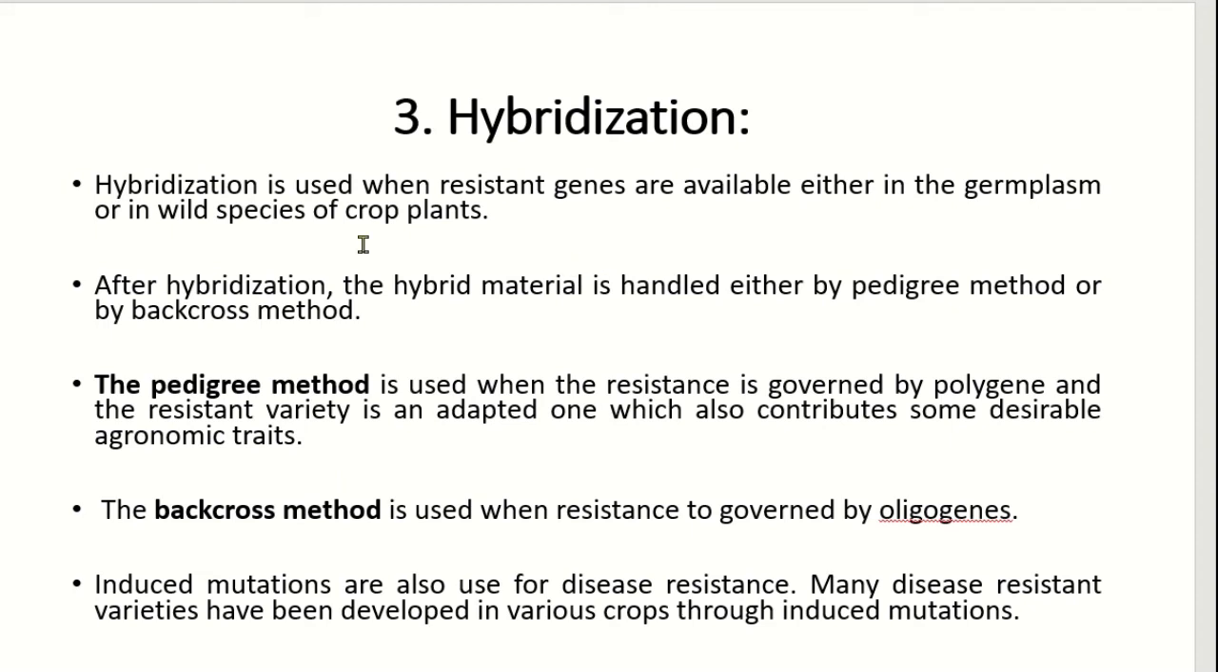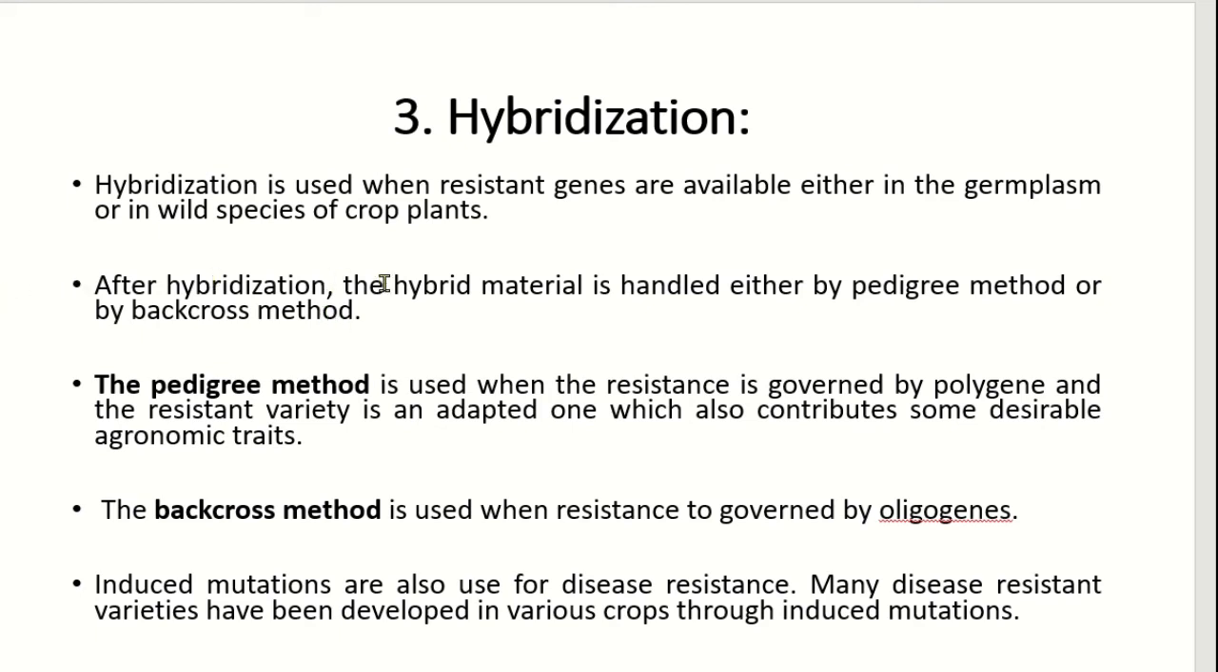Next thing is hybridization. Hybridization means not only formation of hybrid varieties, although if we cross between two diverse parents and we have an F1, and we release the F1, it is called a hybrid variety. But then there are other methods also: hybridization followed by selections, which we have already learned about.